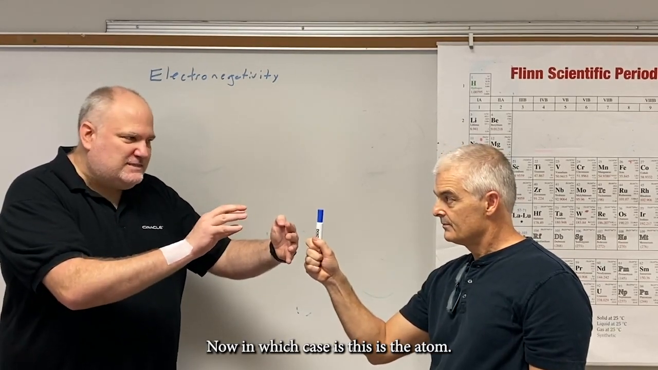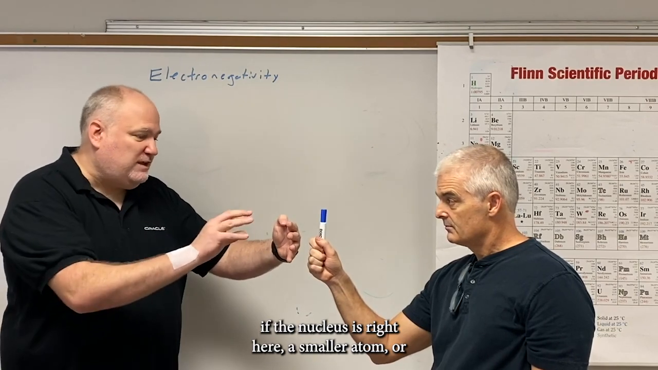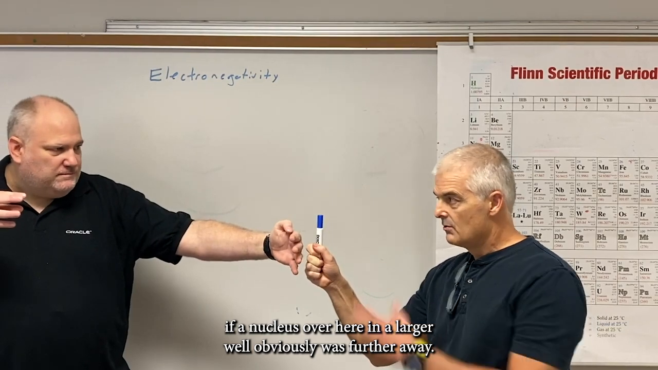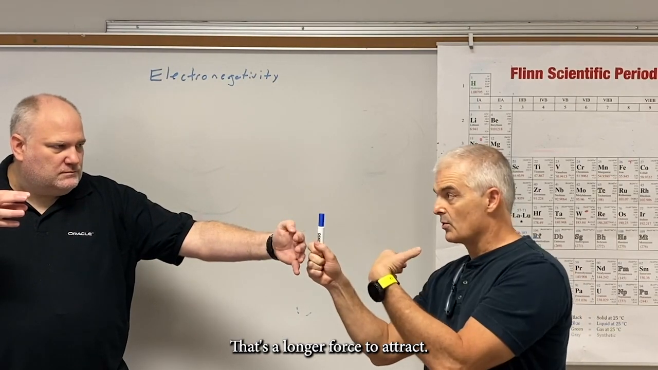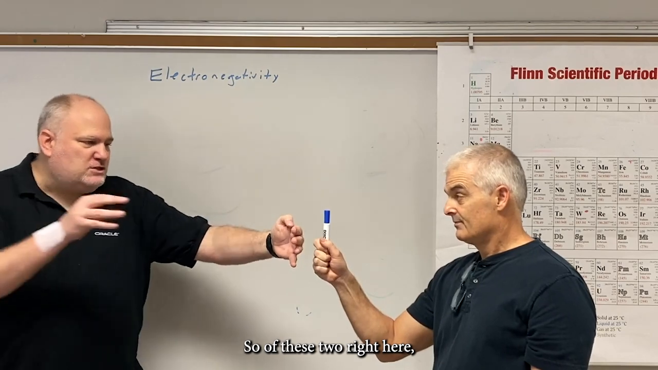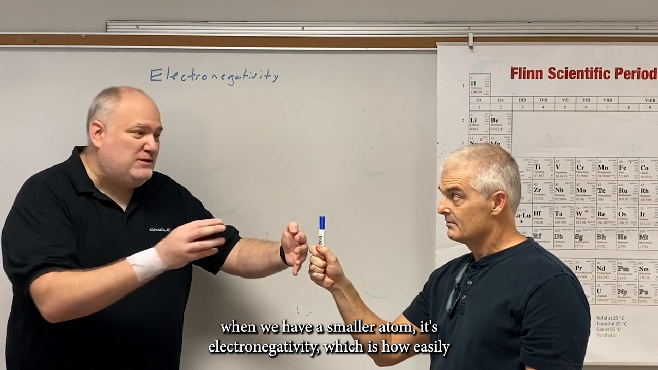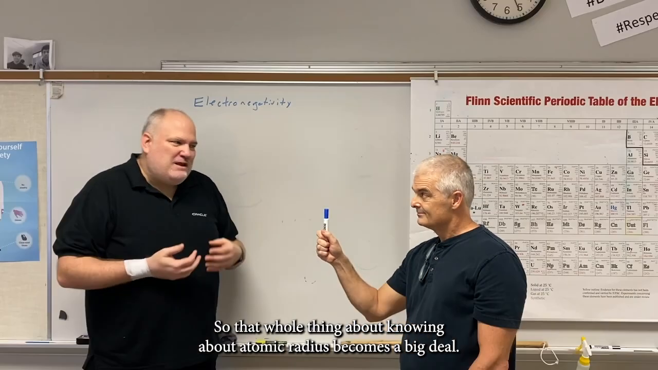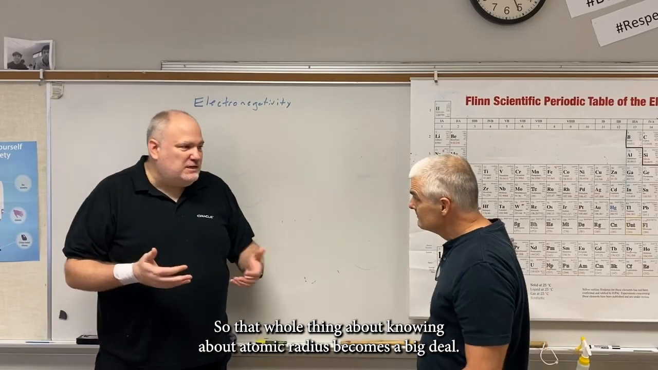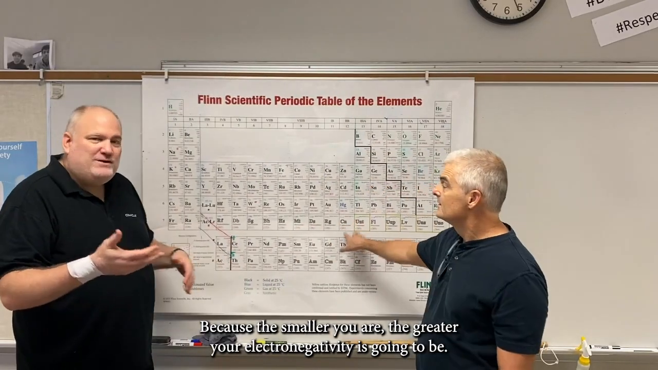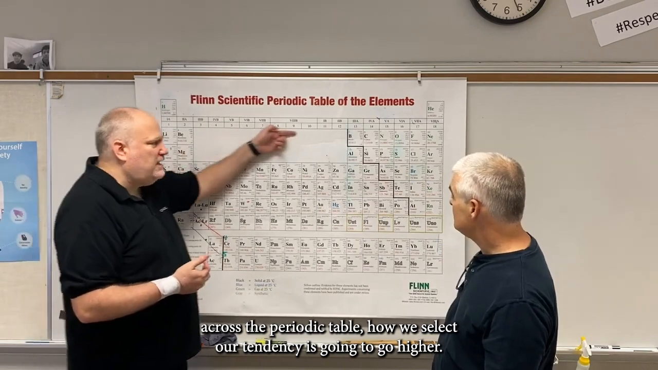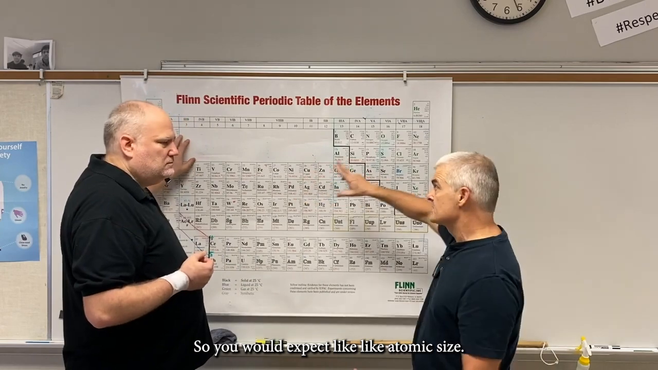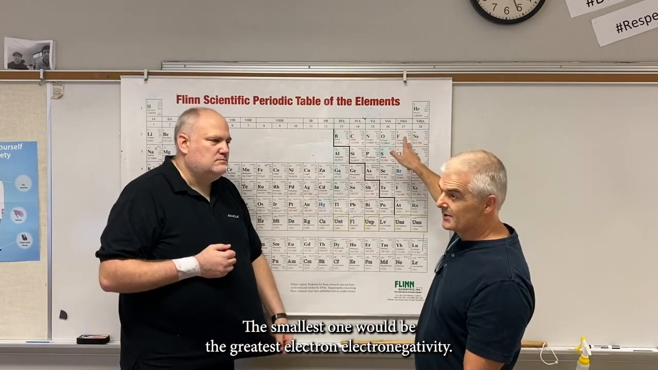Now, in which case can the nucleus be more able to grab that electron? If the nucleus is right here in a smaller atom, or if the nucleus is over here in a larger atom? Well, obviously, when it's further away, that's a longer force to attract, so I think it's got to be the closer one. Yeah, so of these two, when we have a smaller atom, its electronegativity, which is how easily an atom is able to gain an electron, goes up. So that whole thing about knowing atomic radius becomes a big deal, because the smaller you are, the greater your electronegativity is going to be. So if we go across the periodic table, the electronegativity is going to go higher. So you would expect, like atomic size, the smallest one would be the greatest electronegativity.